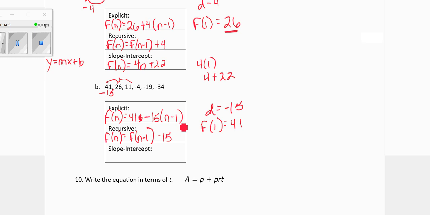And my slope-intercept form, I still have that common difference or slope, so I can have negative 15. But I'm going to work backwards 1 more to get to my 0 term for slope-intercept because I need my y-intercept. So I'm going to add 15 back to 41, and I'll have 56. So negative 15n plus 56.